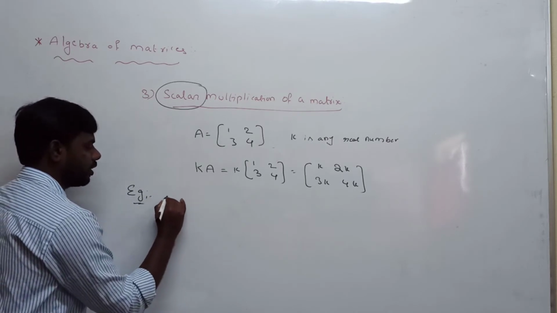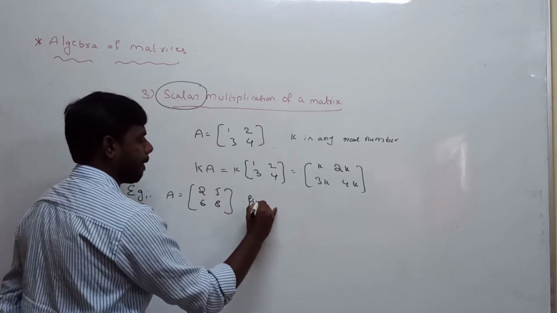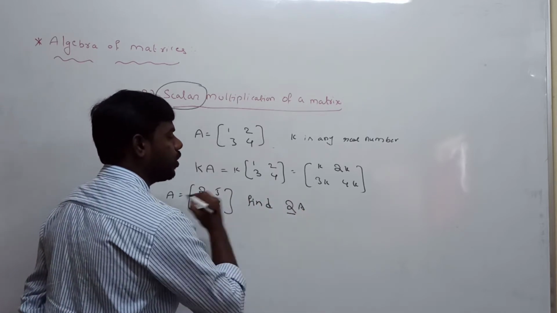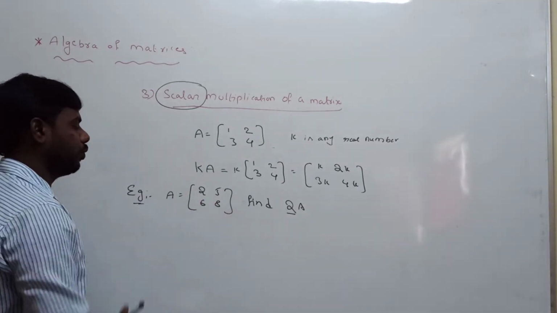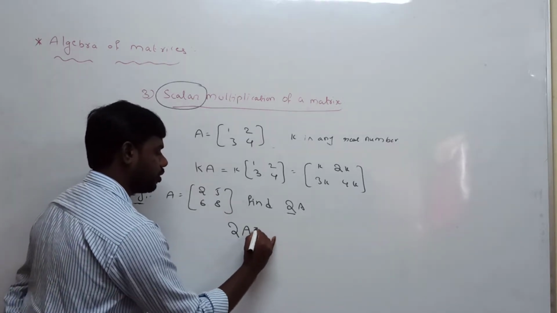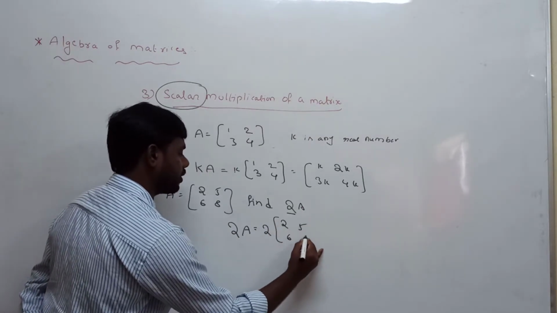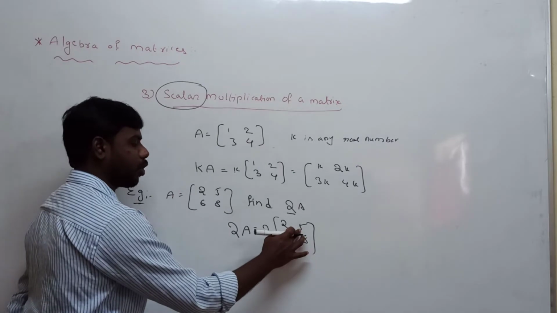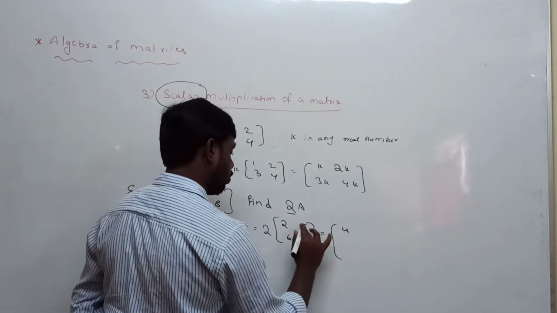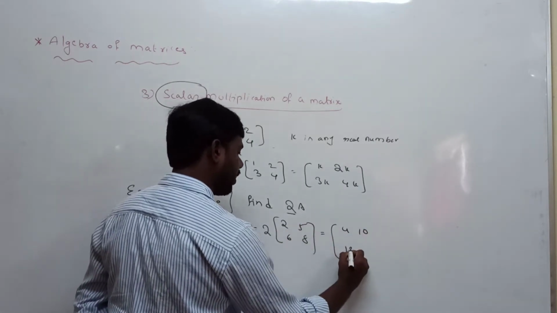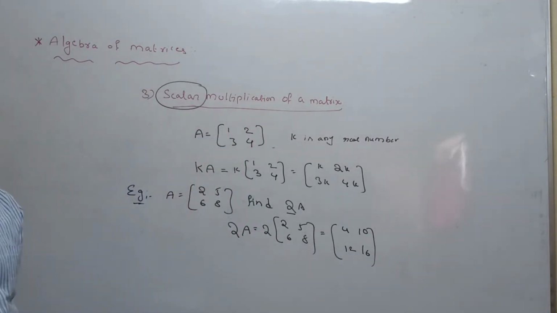Example: suppose A is equal to the matrix 2, 5, 6, 8. Find 2A. Here 2A is scalar multiplication: every element is multiplied by 2. So 2 into A. Now write the A matrix 2, 5, 6, 8. Now each element is multiplied by the scalar 2. 2 twos are 4, 2 fives are 10, 2 sixes are 12, 2 eights are 16. This is an example of the scalar multiplication of a matrix.